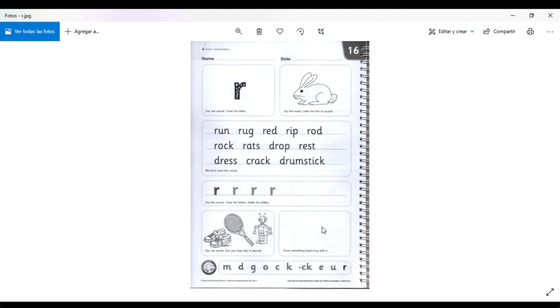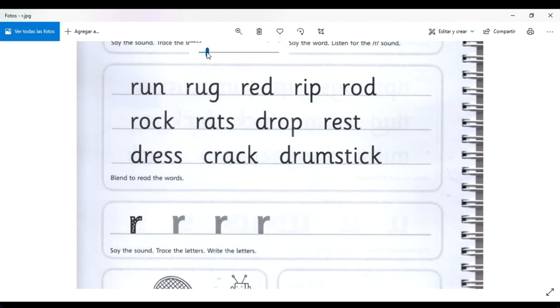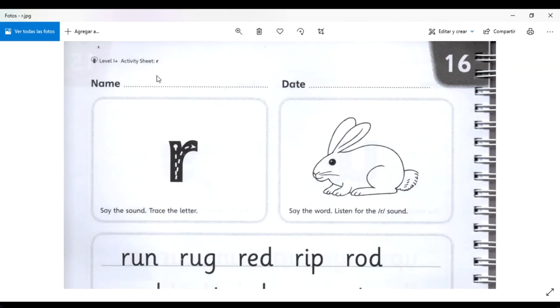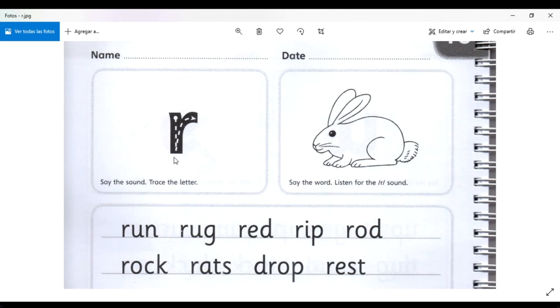Okay, here we have the worksheet on the letter R. Remember to write your name. Okay, let's zoom in so that you can see it better. Write your name. Write the date. What day is it today? You have to do the tracing here of letter R. What animal is this? Is it a dog? Is it a cat? No, what is it?